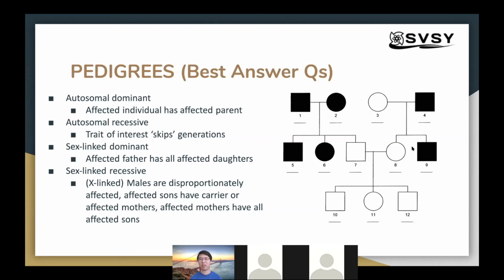because we see this trait being inherited generation to generation. The males are getting it, the females are getting it. So it's probably autosomal dominant. That's the best answer question. The best answer is that it's autosomal dominant.